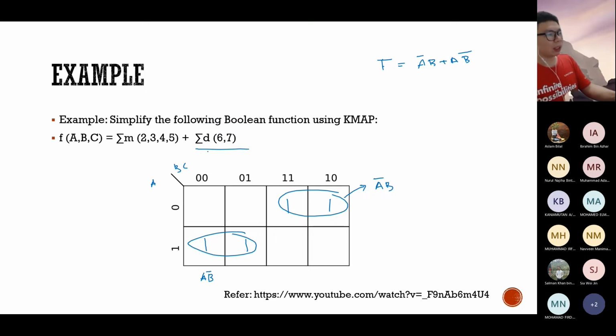now if we include this, okay, let's include this don't care into this K-map and see how it is going to make a difference. So don't care 6 and 7. So let's go 0, 1, 2, 3, 4, 5, 6, and 7. Okay, so what it means for don't care 6 and 7 is that for this cell 6 and 7, the output does not matter. It is not going to affect the behavior of your truth table. So that's why we don't care whether this value is 0 or whether it is a 1.